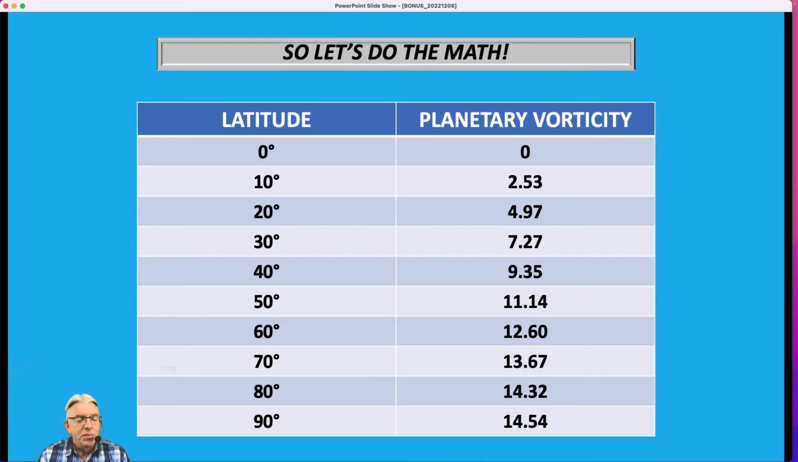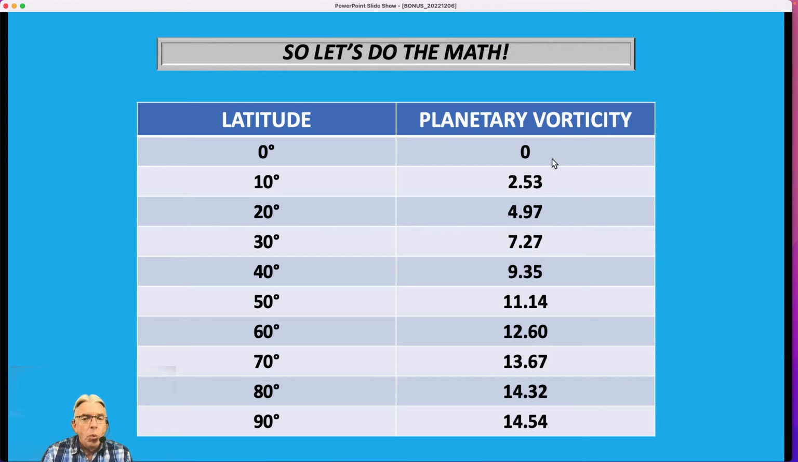And by the way, if you have a degree in meteorology or you know something about this, the units are technically this number times 10 to the minus 5, which means you move the decimal point back 5 places, okay? There's no weather map in the world that labels vorticity like that. They just leave off the exponent and they take the value in front of it. And so that's what we're doing here.